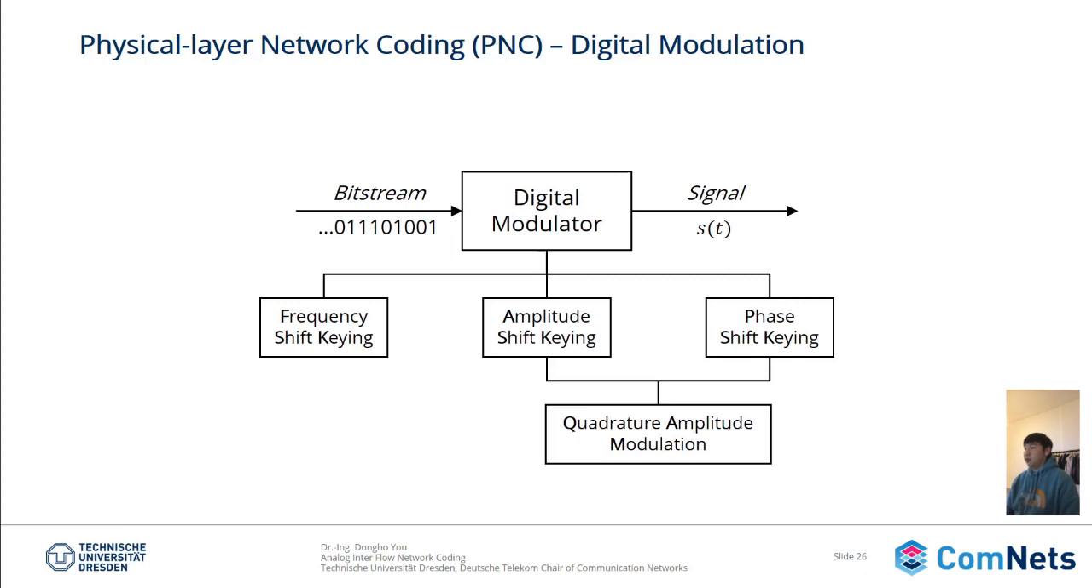There are many modulation schemes, but these 4 are very well known. First, FSK, frequency shift keying; ASK, amplitude shift keying; PSK, phase shift keying; and QAM, quadrature amplitude modulation. Among them, modern communication systems use only PSK or QAM.